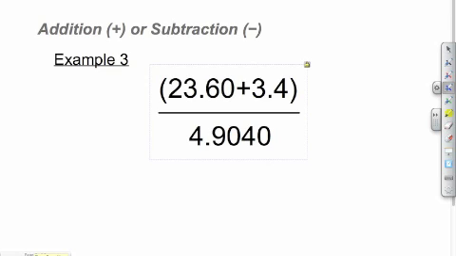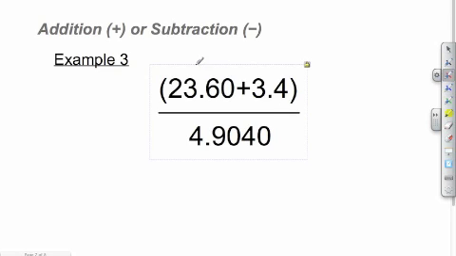You'll notice that in the numerator I need to add 23.60 to 3.4. And then after I do that, I need to divide it by 4.9040. Now when you get into situations like this, it's always best to take care of your addition and subtraction separate from your multiplication and division. Alright, so basically order of operations, if you've been paying attention in math class.